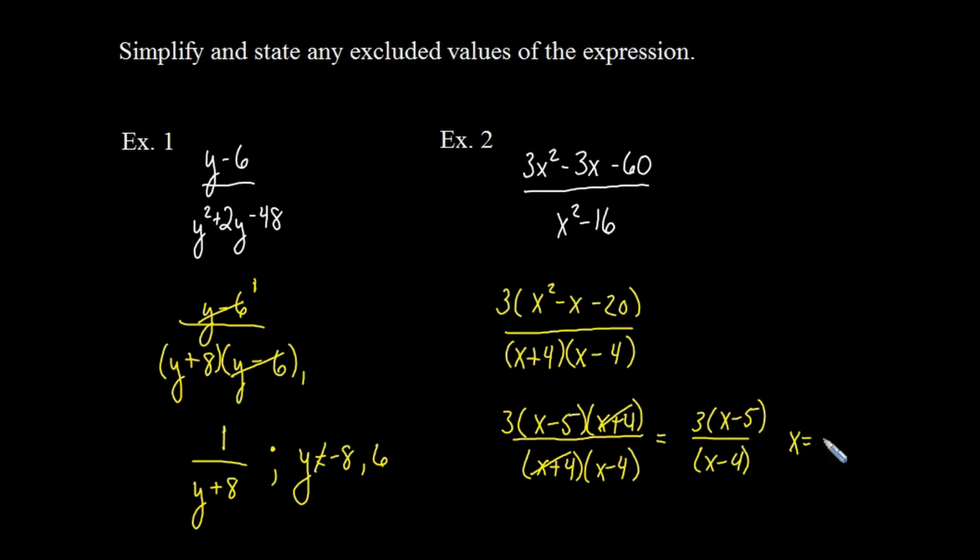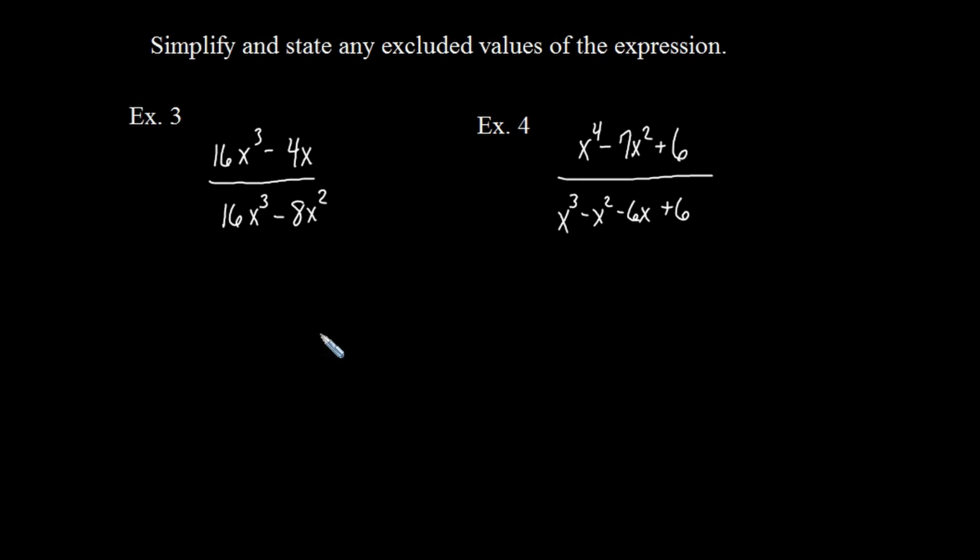We want to list out our values that are excluded. We have an excluded value of negative 4 and positive 4. We have to go back to our original completely factored form before we canceled to list out our excluded values. Just because an excluded value was canceled does not mean that the value can be inserted, because we could not insert that into the original expression.